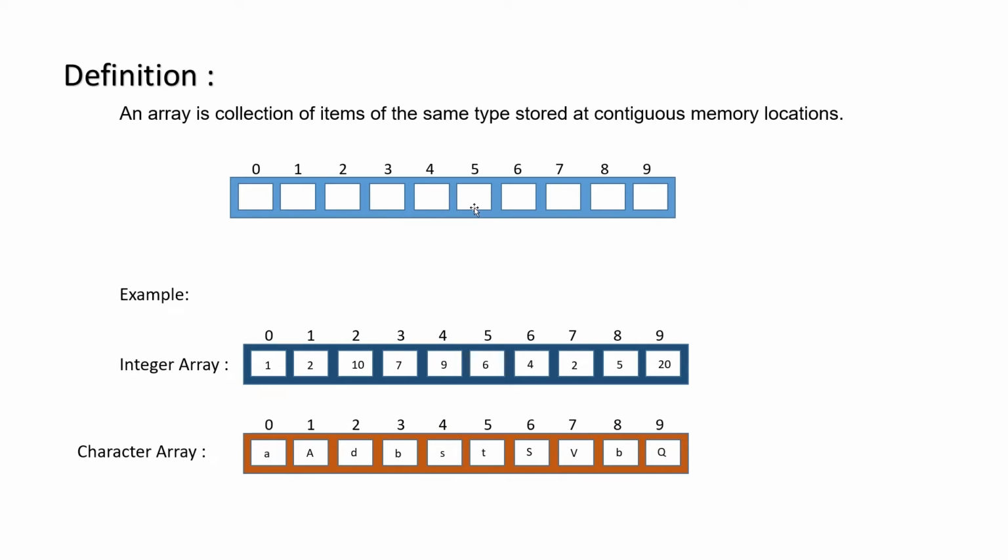The definition of an array is a collection of items of the same type stored at contiguous memory locations. As you can see, these are the elements or the boxes where the elements have to be stored, and this whole unit is called an array. For example, this is an integer array shown here, and this is a character array. The integer array only contains integer values as its elements, and the character array contains only character values as its elements.